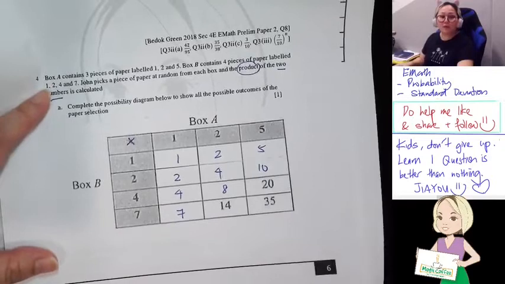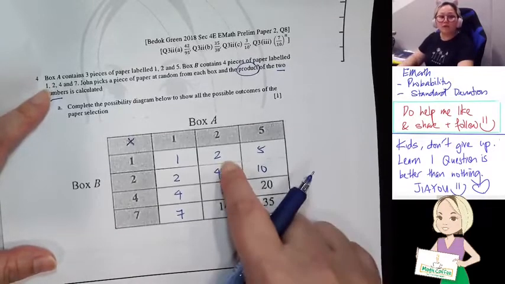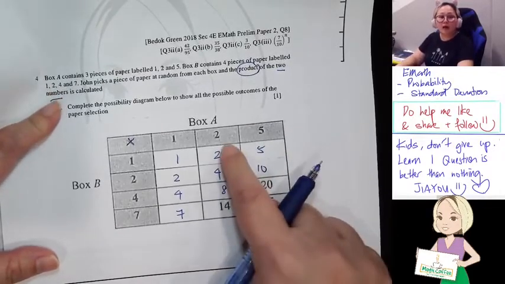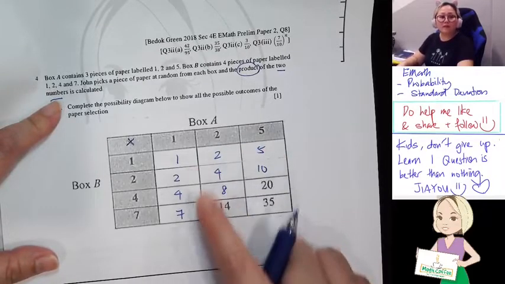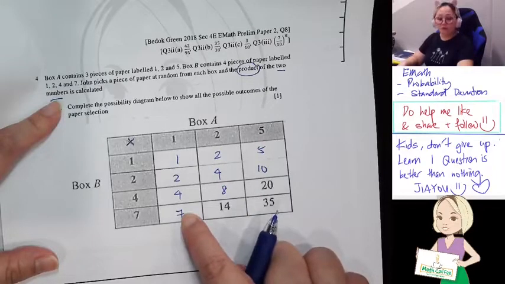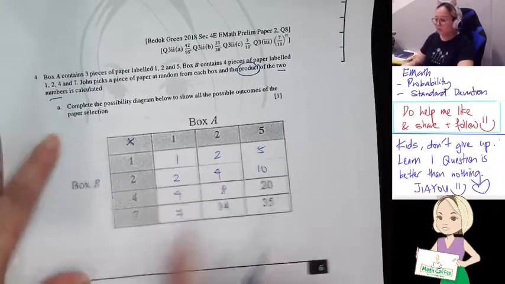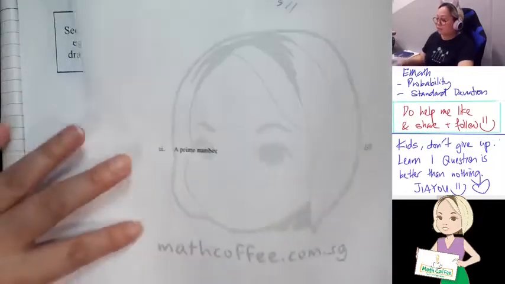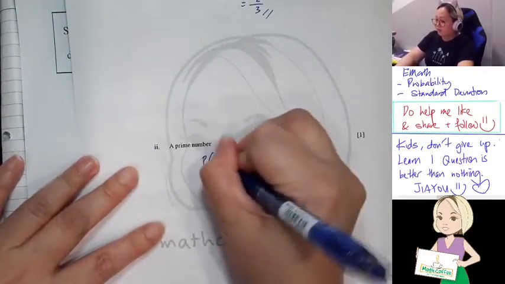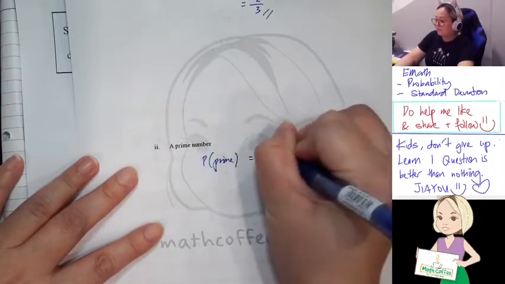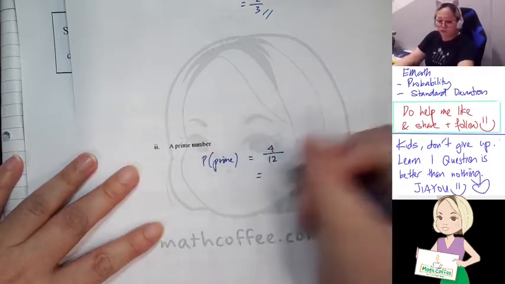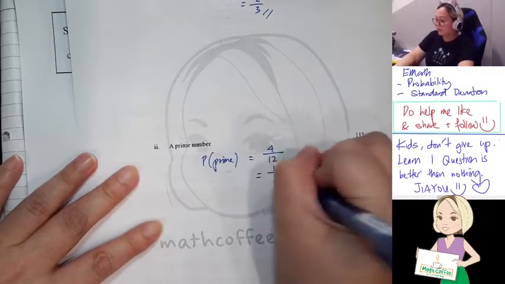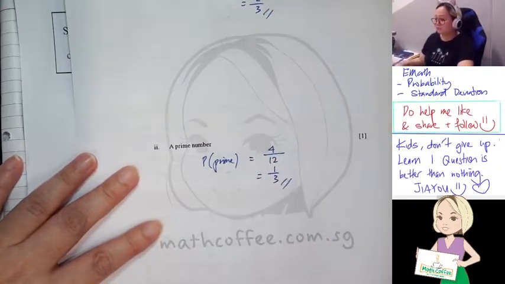Then they ask, okay, I want the prime number. So look at the table, prime number. So take note, prime number, smallest number starts from the 2. So which are the prime number? You have 1, 2, 3, 4, no more, only 4. Okay, you only have 4 outcome which is prime number. So probability of prime number, you only have 4 outcome which is prime number, and your total outcome is 12. So reduced to lowest term, it is 1/3. Okay?